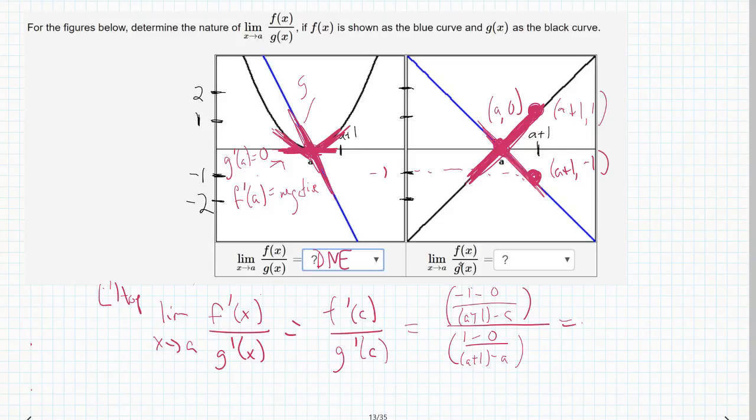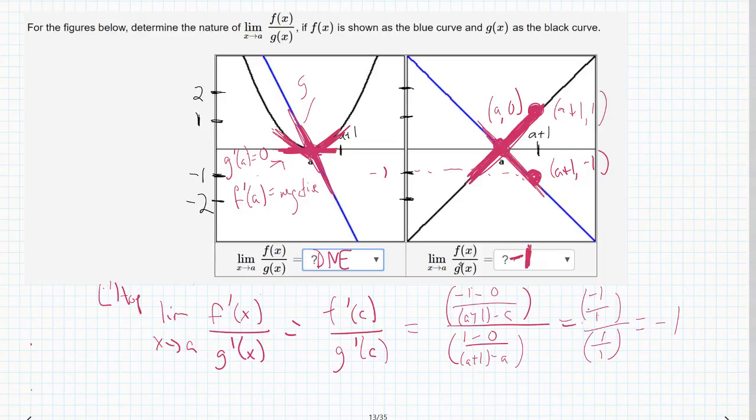All right, so what happens? Well, a plus 1 minus a, the a's will cancel in both top and bottom, so we're left with a negative 1 over positive 1. And then down below we'll have 1 over 1. And so negative 1 divided by 1, and then all of that's divided by 1, so this is just negative 1. And so this whole thing is just negative 1.